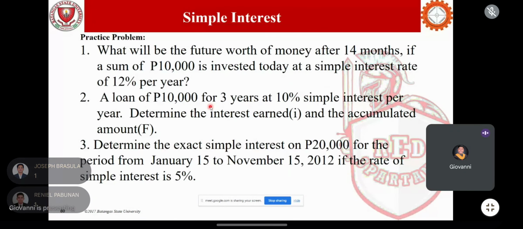So, to test our learnings, we'll try to solve practice problems 1, 2, and 3. For number 1, what will be the future worth of money after 14 months if a sum of 10,000 is invested today at a simple interest rate of 12% per year?